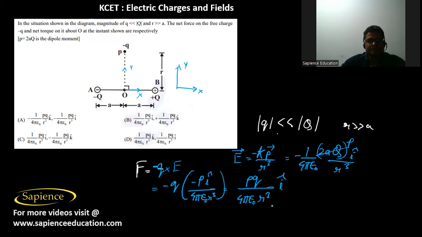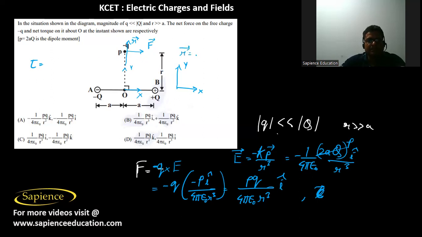And the net torque will be equal to r cross F, about the point O. So this force is along the x axis. This is the force acting. So r cross F, r is like this. So r vector cross F vector will come along minus k cap.